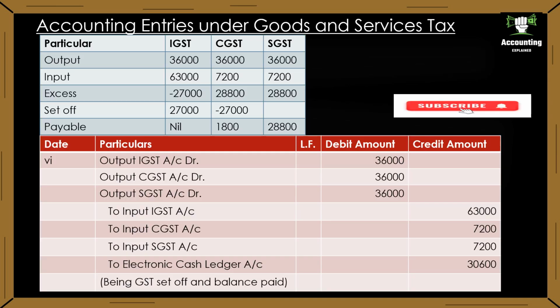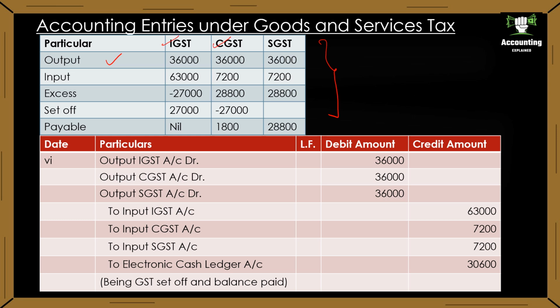This is the tabular column which we prepared. So now we are going to take output IGST, CGST and SGST. What will we do with the output transactions? Output tax is paid by the customers. So when we receive it, we would have credited it. We assumed it as an income, right? So we credited it. Now we are going to cancel it. When we cancel it, we are going to debit it.